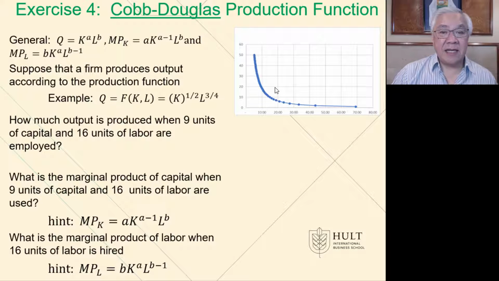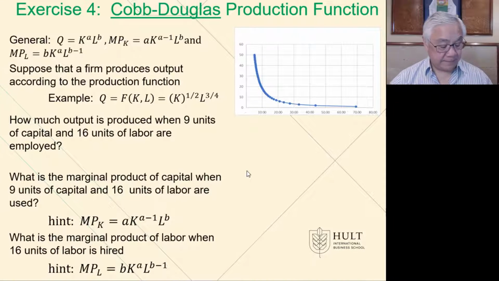All right, the next exercise is using Cobb-Douglas. And here we're going to use a specific example in the expression: K raised to the power of 1 over 2 times L raised to the power of 3/4. I know exponents are tricky for a lot of people, so we'll do this one slowly. And the question again is, what if we had 9 and 16? Same input factors as before. And also, what is the marginal product of capital when we have this combination of inputs? And the last question is, what is the marginal product of labor if we have the same combination of inputs?